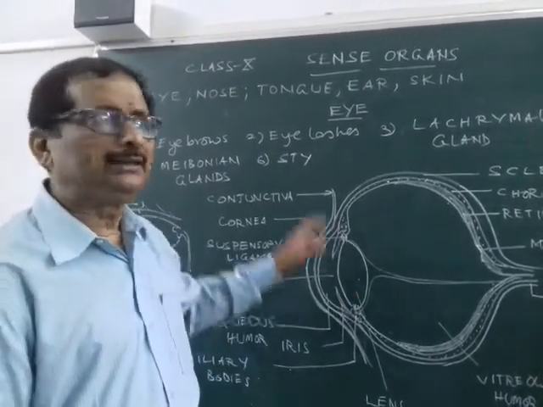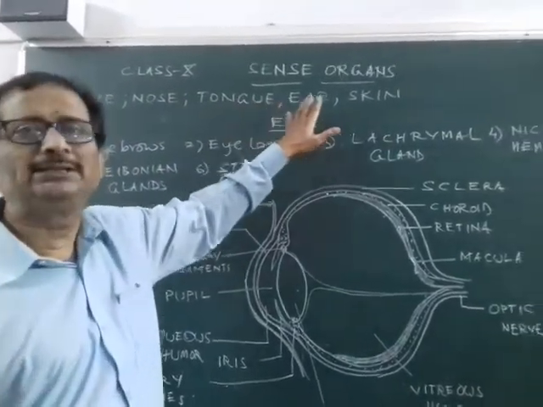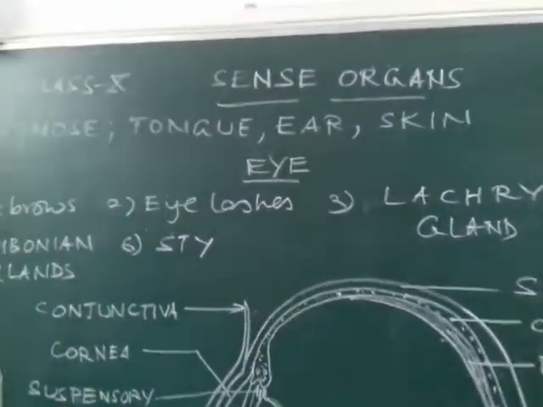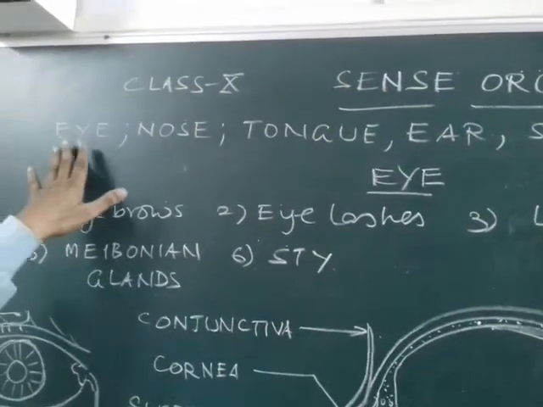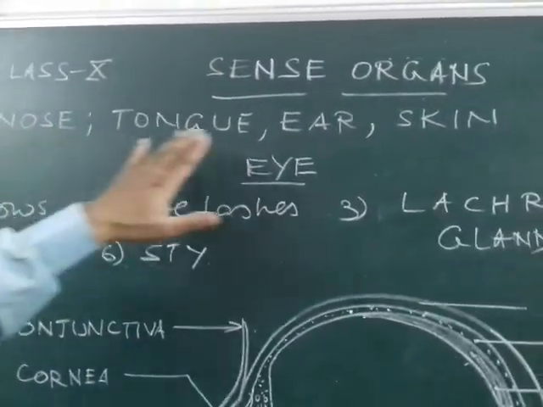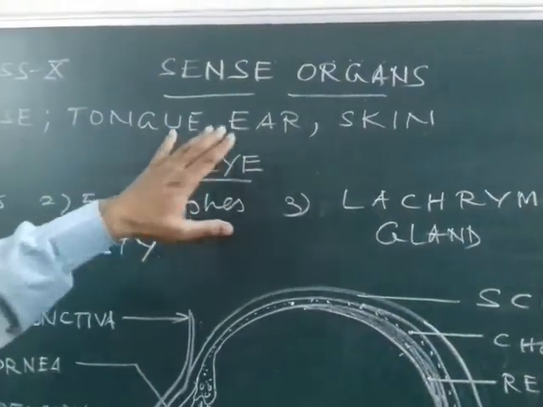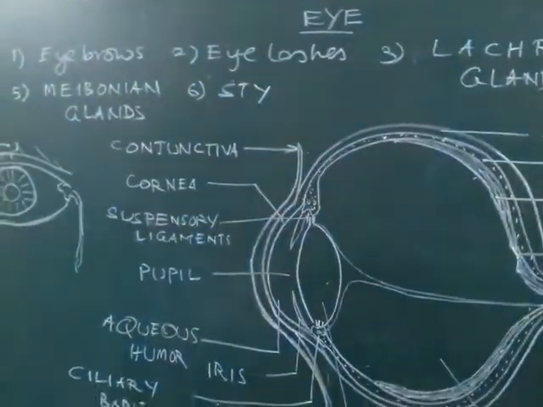We know that there are 5 sense organs: the eye, the nose, the tongue, the ear, and the skin. Skin we have studied mostly in 9th standard. So basically we'll study about eye and ear. These are the two things which you have in the 10th standard portion. So we'll study in details about the eye and the ear. We'll know a little bit about the nose and tongue also.